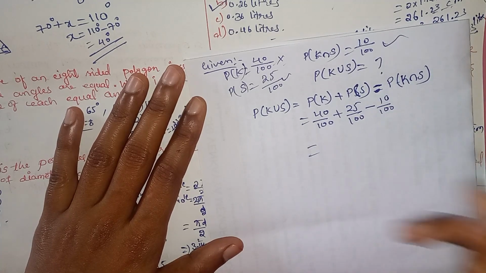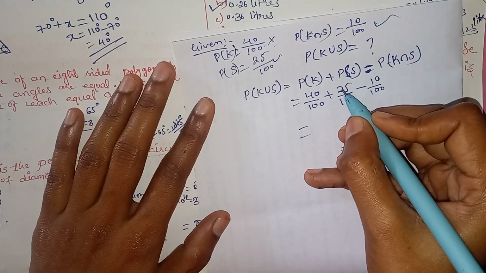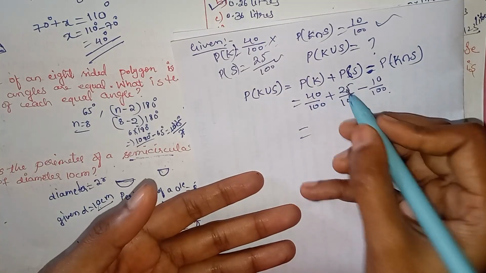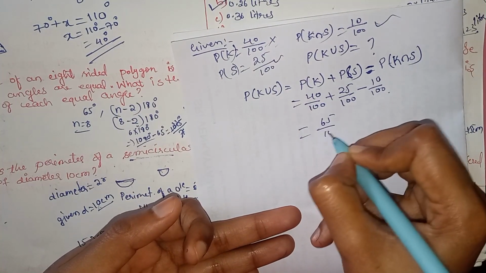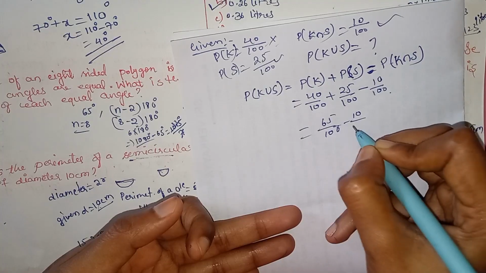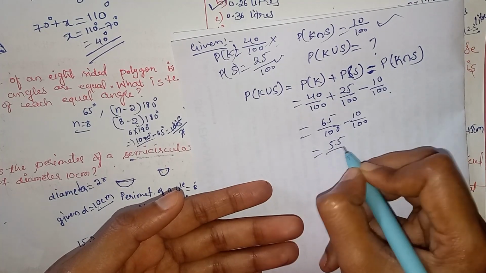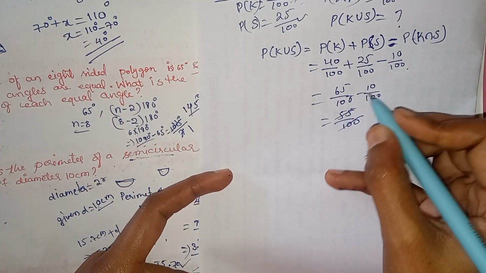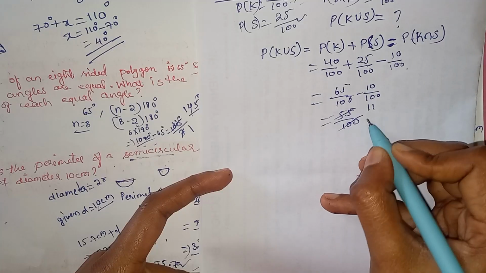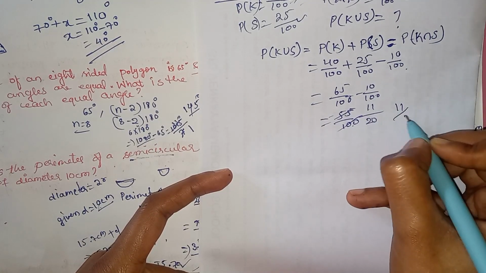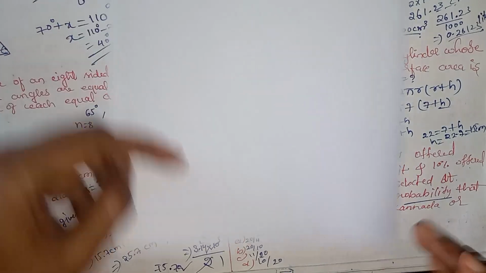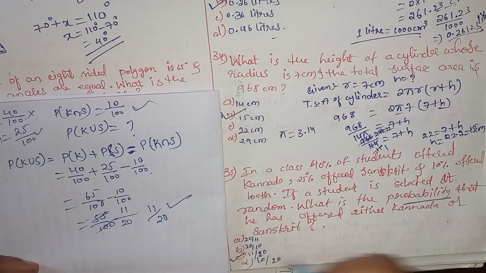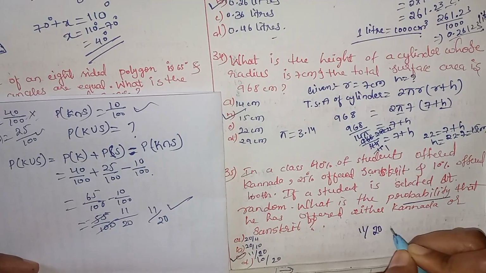When we do the equation, what will you get? 40 plus 25. All the denominators are the same, so you can add and subtract. So 40 plus 25 becomes 65 by 100 minus 10 by 100. What will we get? 55 by 100. Is that given in the answer? No. We can simplify this. 5 11s are 55, 5 2s are 10, 0 as it is. 11 by 20. Yes, 11 by 20 is there in the options. So option C, 11 by 20, is the answer.